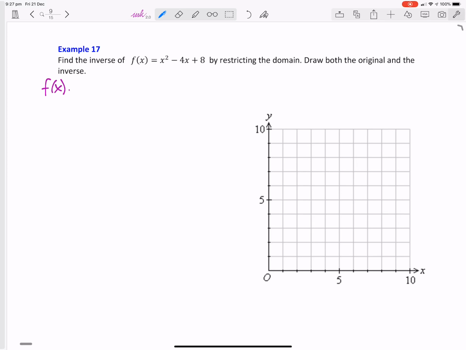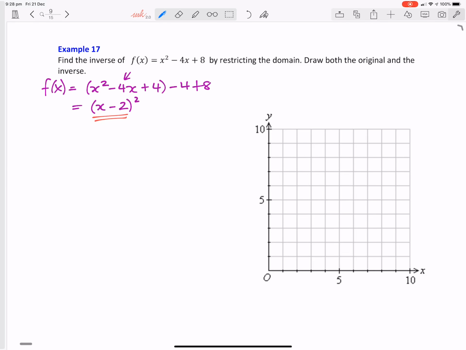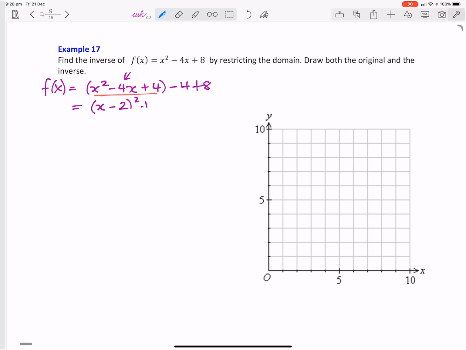So f of x is equal to x squared minus 4x plus 8. If I halve 4 and square it, half of 4 is 2, squared is 4. I've got to add 4 to make it a perfect square, which means I've got to subtract 4 because I don't want to change the equation. So we can say that this is x minus 2, all squared. It's always half of that value. This thing here and this thing here are exactly the same, and now we've made it a perfect square. And then we've got plus 4.